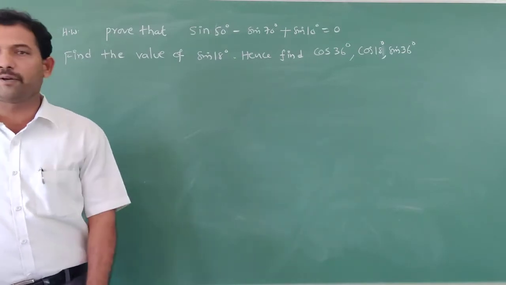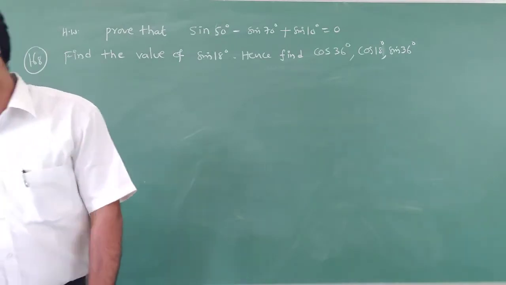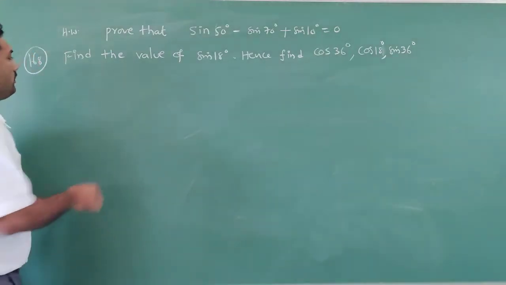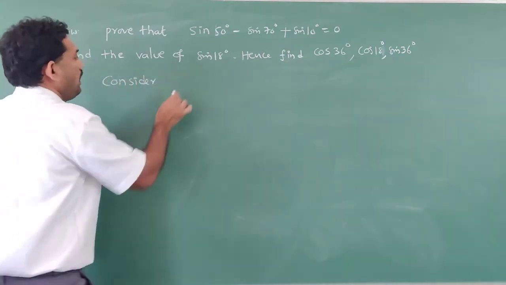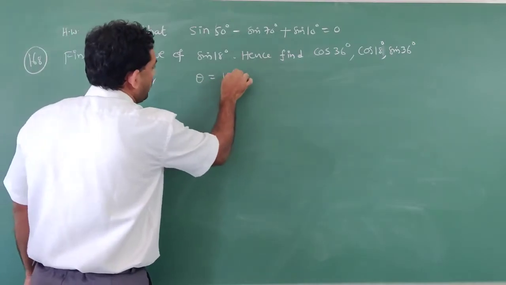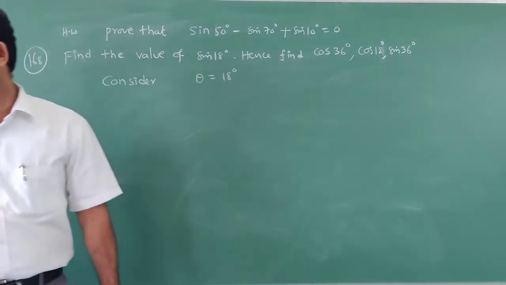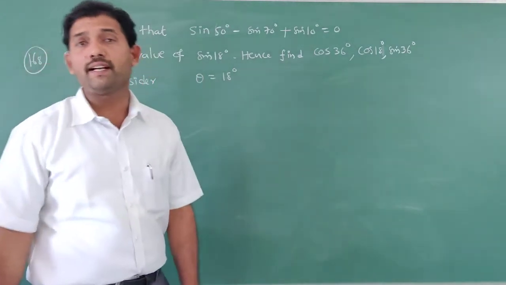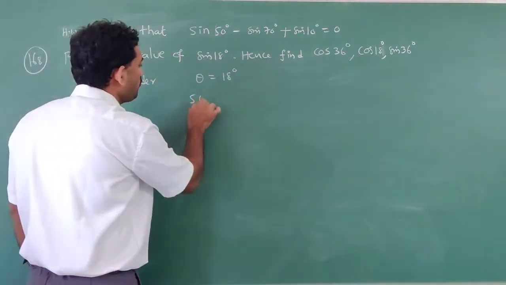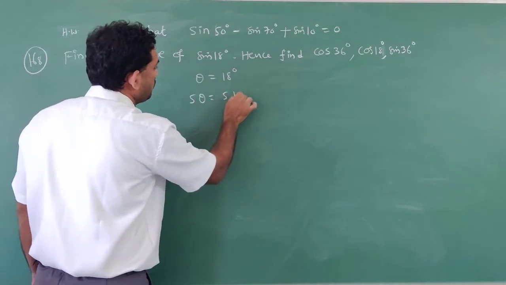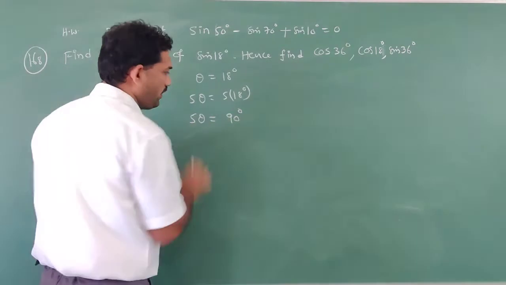Very interesting and important question. So consider theta is equal to 18 degrees. Multiplying both sides by 5, we get 5 theta equals 5 into 18. So 5 theta is equal to 90 degrees.